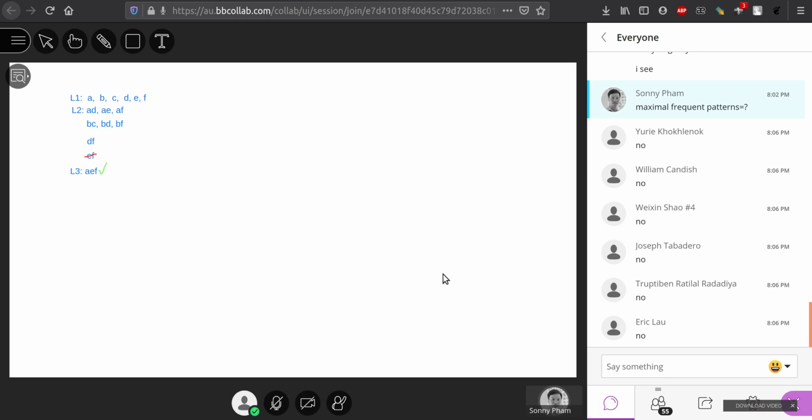DF, can it be part of this? Is DF part of IEF? No, right? So it looks like it's okay. It's maximal. DF cannot be a subset of any other item set at level 2 or level 1. That's for sure, right? So we can say this one is good. And then we check whether BC is a part of IEF. The answer is no, so it's good. BD is also good. BF is also good, right?